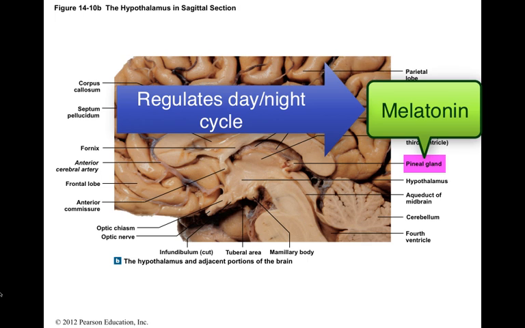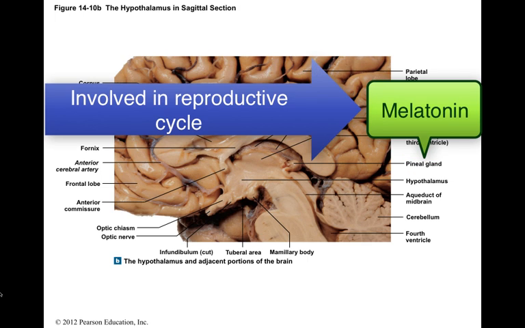Melatonin helps to regulate the day-night cycles. Shortly before bedtime, the pineal gland will secrete melatonin, which helps to make you sleepy. Melatonin also helps to regulate reproductive functions and is a factor in determining at what age puberty will begin.